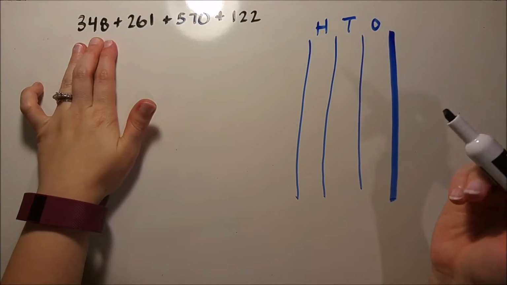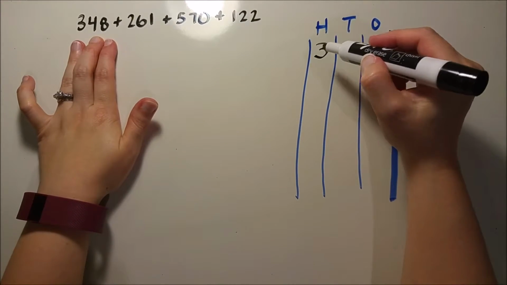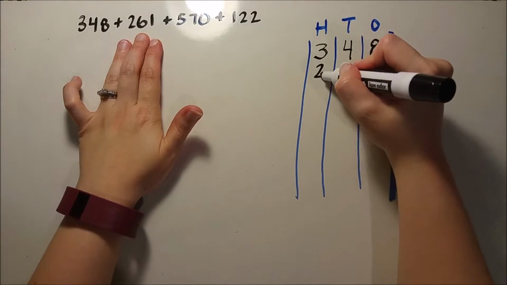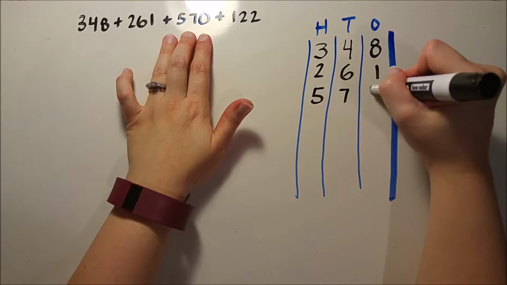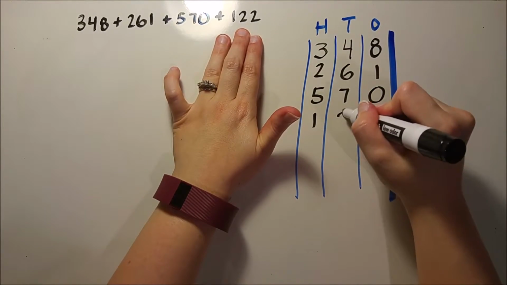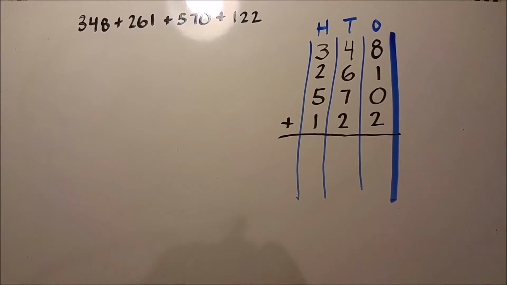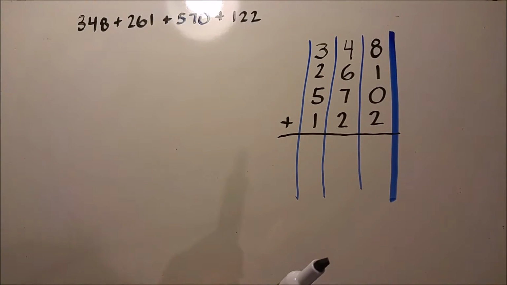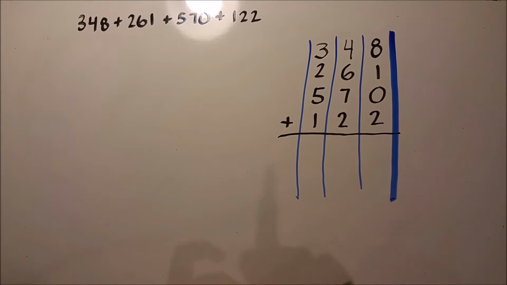Okay, so we have 348. Since I have these lines drawn in, I'll just start writing from the left like usual. 348, 261, 570, and 122. Let's add these up. I'm actually going to move these out of the way a little bit. We know that's our ones, tens, and hundreds by now.